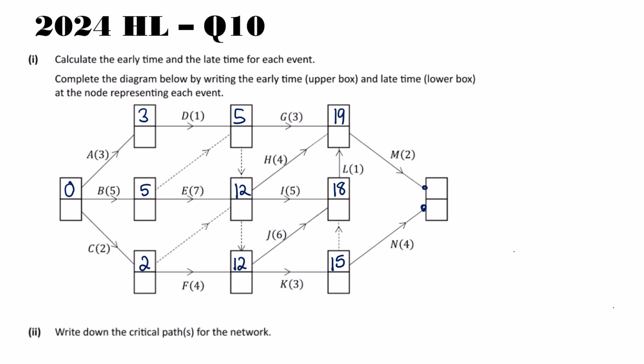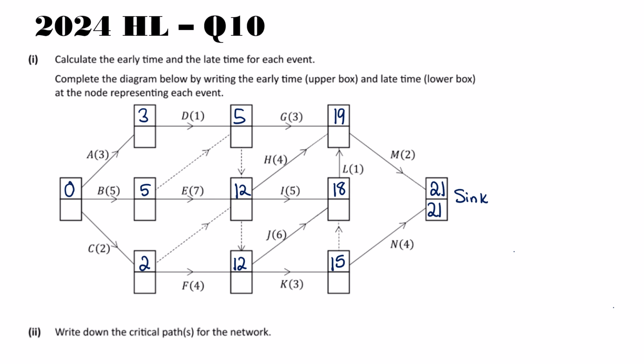And finally, our last node, this is our sink node, and we have 2 options feeding in here. We have 21 if we're coming through M, or we have 19. So we pick the bigger one, and that is 21. So that is all my early times completed. Then I complete my sink node. So remember, this is my sink node. This is also 21. They will always match.